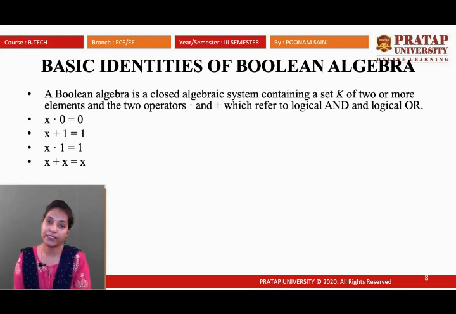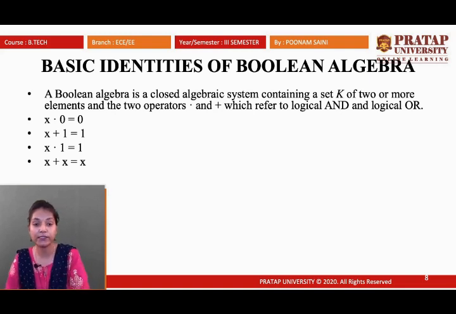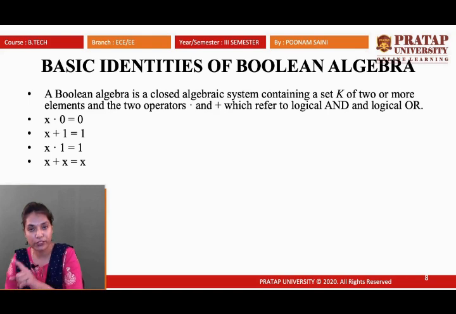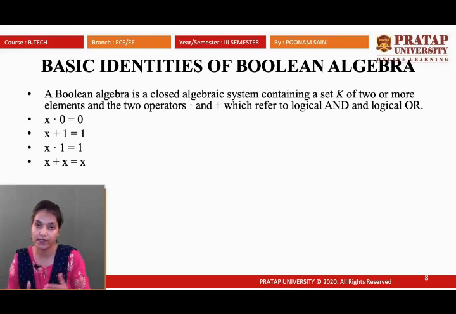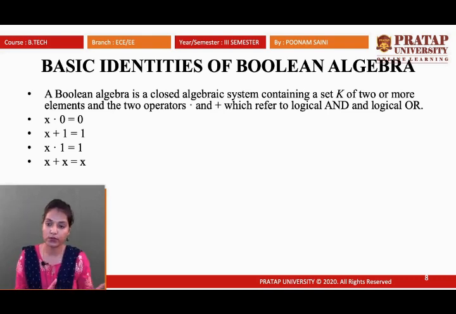Some of the basic identities of Boolean algebra are, first, x dot 0 is equal to 0. X is anything, any number, 0 or 1. If 0 dot 0 is also 0 and 1 dot 0 is also 0. So you can take anything, x is 0, x is 1, dot 0 is equal to 0.